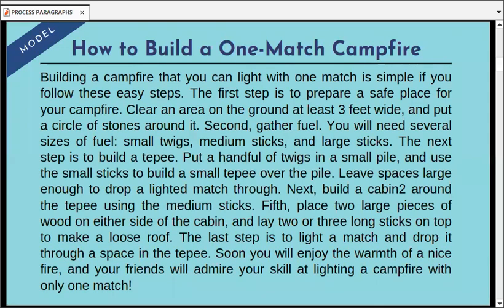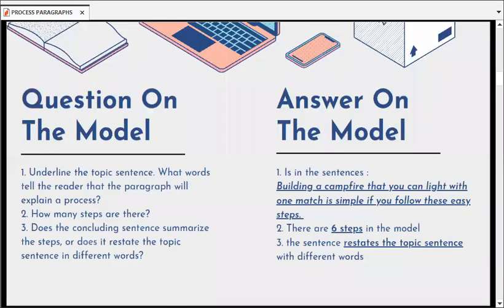Next, build a cabin around the tipi using the medium sticks. Fifth, place two large pieces of wood on either side of the cabin and lay 2 or 3 long sticks on top to make a low roof. The last step is to light a match and drop it through the space in the tipi. Soon, you will enjoy the warmth of a nice fire, and your friends will admire your skill at lighting a campfire with only one match. Next. Bandi.